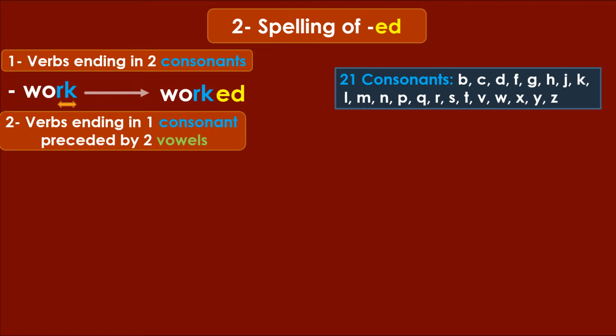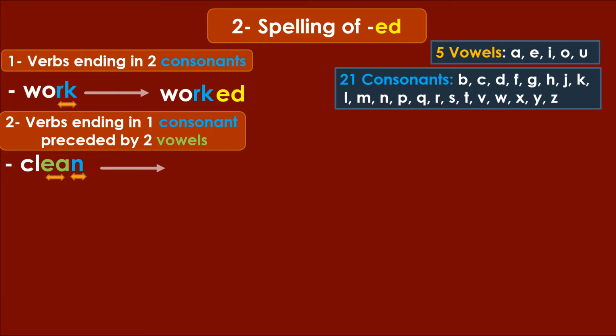Verbs ending in 1 consonant preceded by 2 vowels, like for example the verb clean. Look at clean, it ends in 1 consonant preceded by 2 vowels. The second case: if the verb ends in one consonant like the N, of course the N is a consonant here, preceded by two vowels. By the way, these are the 5 vowel letters. So we simply add ed at the end of the verb.